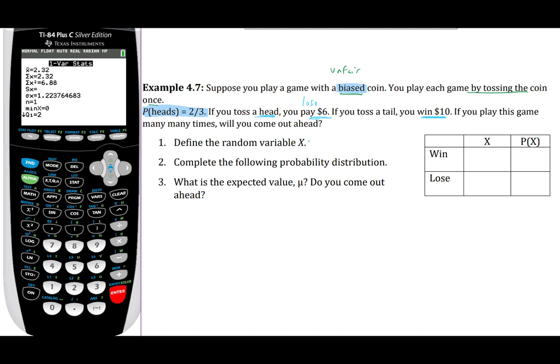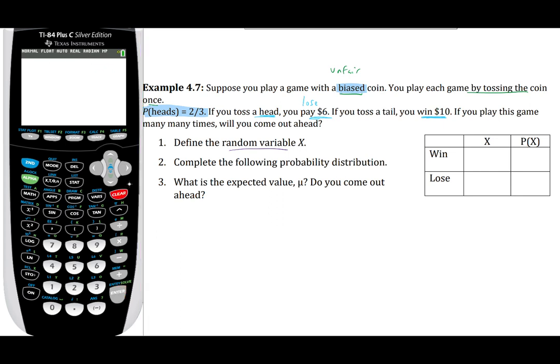Well, if I play this game once, I have a 2/3 chance of losing and a 1/3 chance of winning. But if I play this game dozens of times, I'm going to win a couple of them. I'm probably going to lose a bunch more. But do I win more than I lose? That's the question. In order to make this a discrete random variable or a discrete probability distribution, we need to identify what that variable is. What is the random variable?